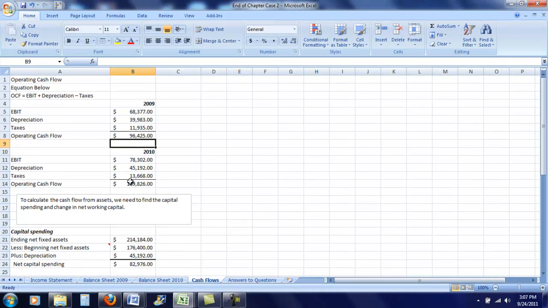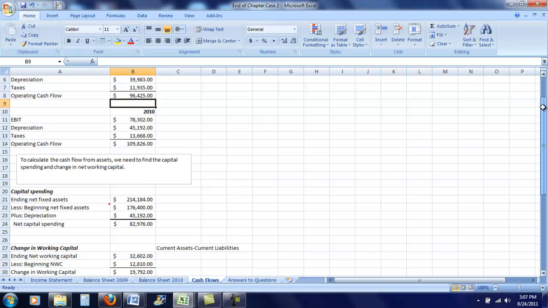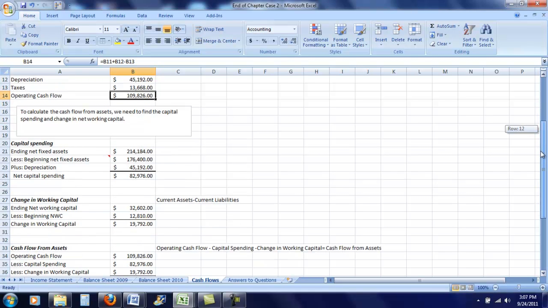So this recording is to help you with Chapter 2 to finish what we did not finish in class and to go over operating cash flow. We have already figured out operating cash flow in 2010 and 2009 while we were in class. So I'm going to start with figuring out to calculate the cash flow from assets, we need to first find the capital spending and then find the change in net working capital.